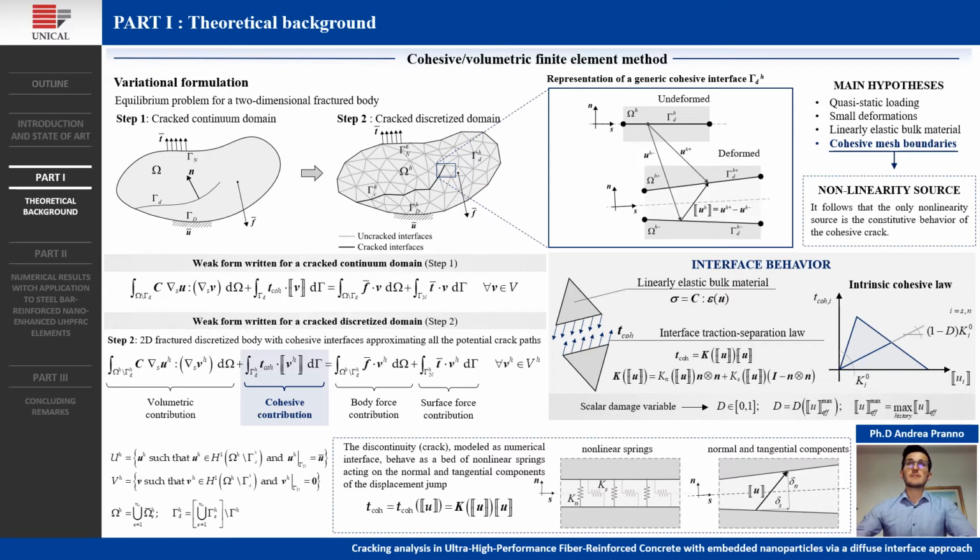This form has been derived under the simplified assumption of quasi-static loading, small deformation, and linearly elastic bulk materials. It follows that the nonlinearity source is only in the cohesive term. The interface behavior is governed by an intrinsic cohesive law. The softening is expressed in terms of a single scalar damage variable, which depends on the maximum effective displacement jump over the whole temporal history.